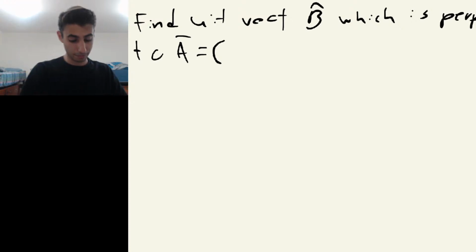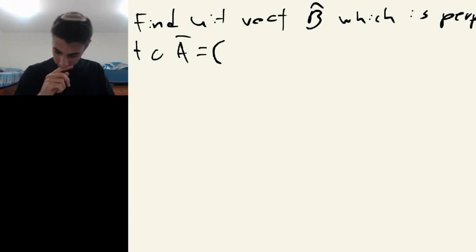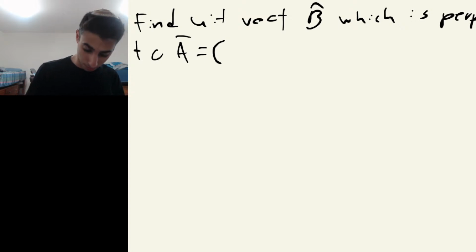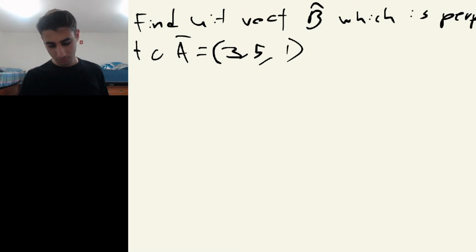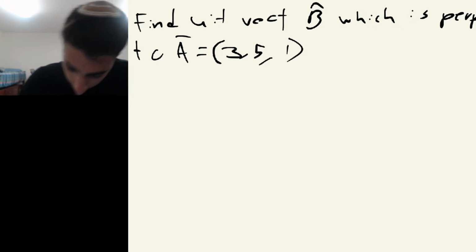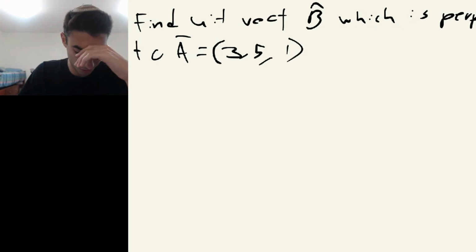Anyway, so find unit vector b hat, which is perpendicular to vector a, such that vector a has components 3, 5, 1. Great, so there you go. So we're going to find it. So let's establish this. I'm going to put away my notebook and we're going to solve this. So it needs to be a unit vector b, which is perpendicular to vector a.